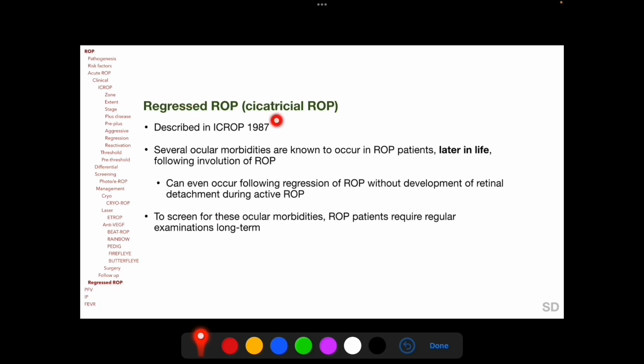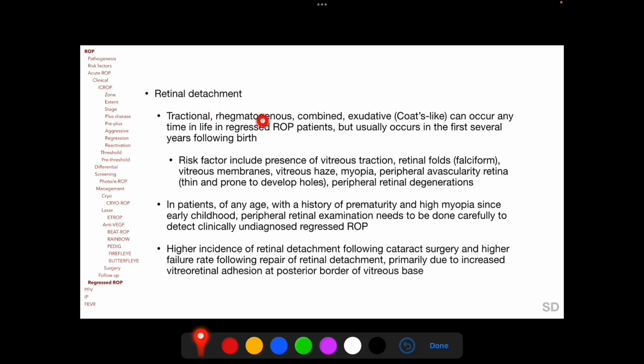Regressed ROP, or cicatricial ROP, is the second phase of ROP following involution of acute or active ROP. It was first described in the 1987 edition of ICROP and includes several ocular morbidities which are known to occur in ROP patients later in life, with or without development of retinal detachment during the phase of active or acute ROP. And as we have already mentioned, to screen for ocular morbidities, regressed ROP patients require regular examinations long term. Tractional, rhegmatogenous, combined or exudative retinal detachment can occur any time in life in regressed ROP patients, but commonly occurs in the first several years following birth.